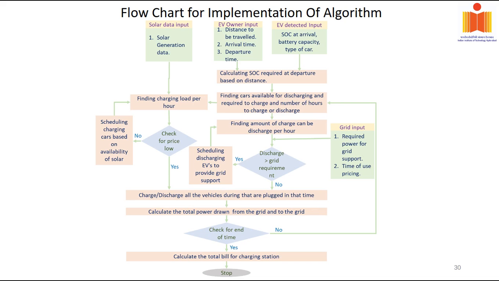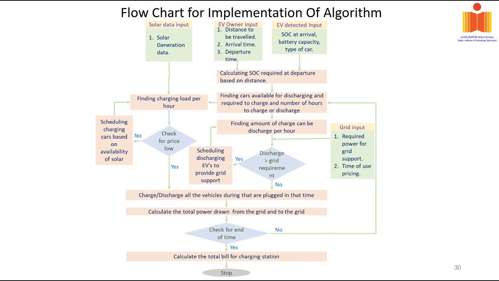So just the same algorithm, a little bit more detail. I'm just showing you a small flow chart. On the left side top we have solar data input. In between we have electric vehicle owner input, and then electric vehicle detection point. So these are some of the inputs.